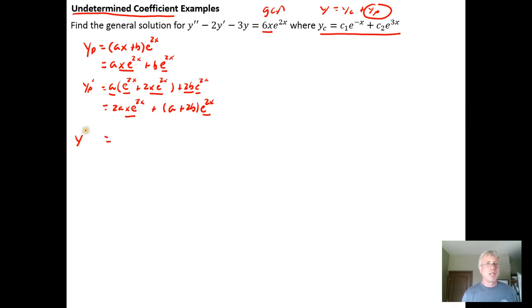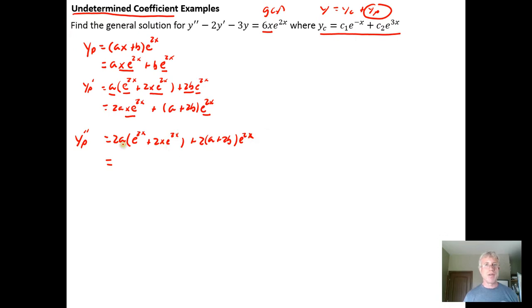Equals, now I need the second derivative of y particular. So it's going to be 2a times the derivative of x e to the 2x, which we just did. It's going to be 1 times e to the 2x, plus 2x e to the 2x, plus, now we need the derivative of this guy, which is going to be 2 times a plus 2b times e to the 2x. And again, we want to group this. We want x e to the 2x stuff and e to the 2x stuff.